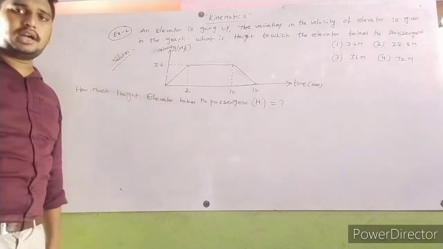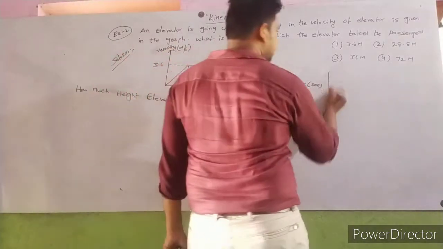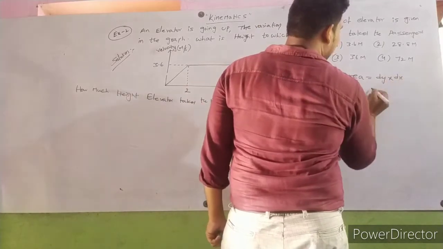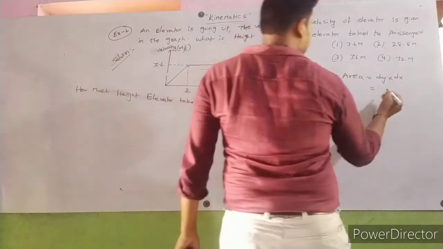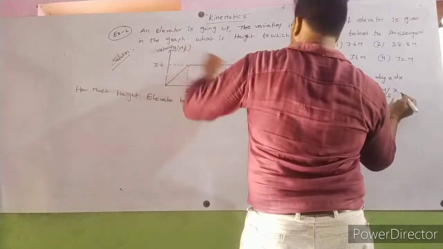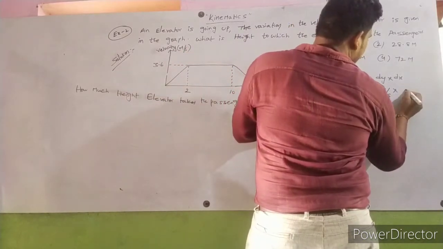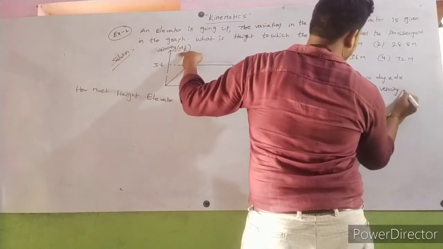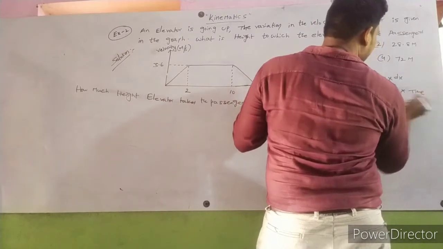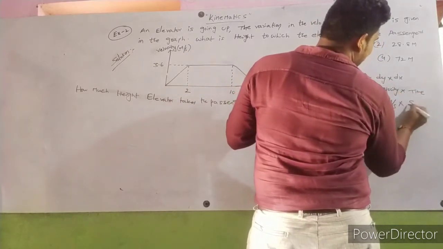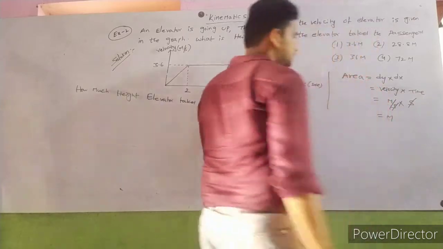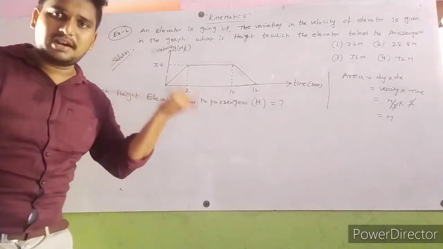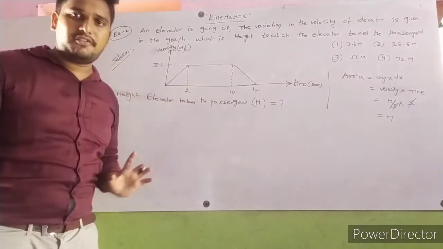From this graph, how do we get the unit meter? We just find the area. Area is equal to dy into dx. The y-axis is velocity, so meter per second is the unit. Here the x-axis is time, so second is the unit. Velocity means meter per second, time means second, so finally we get meter. When we get meter, the height unit is meter. If you find the area under this graph, we get height.